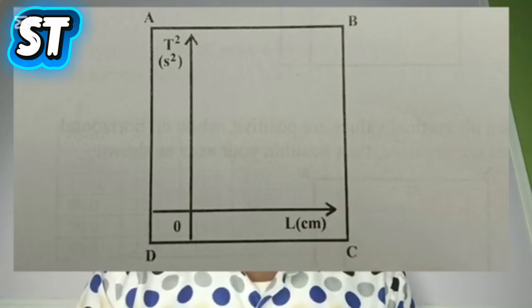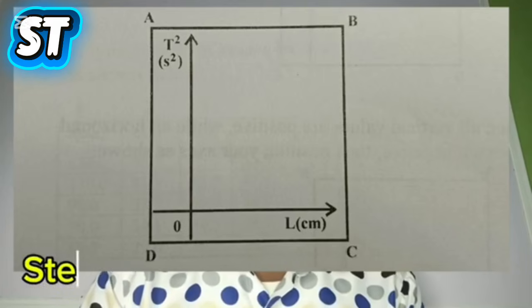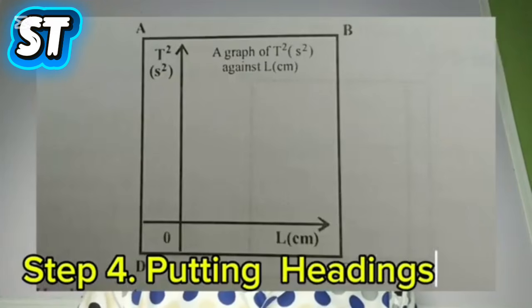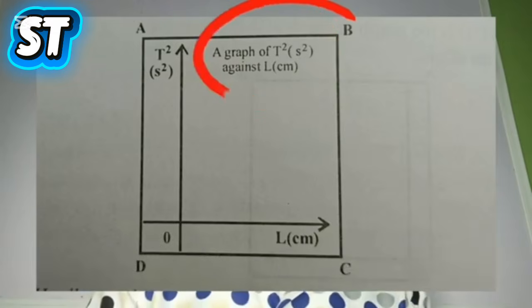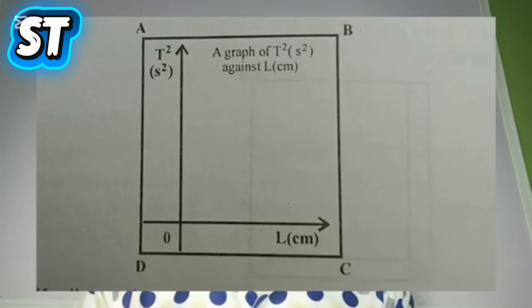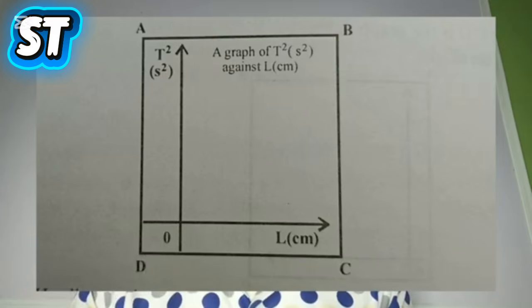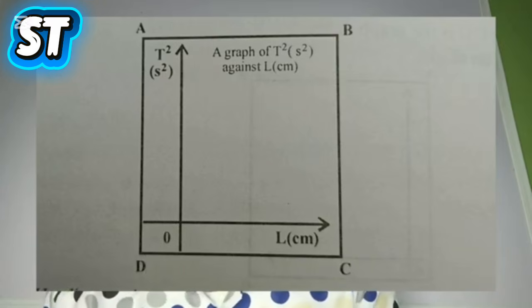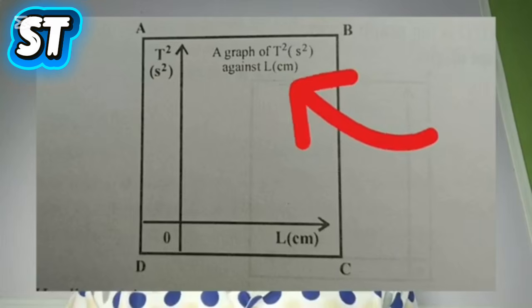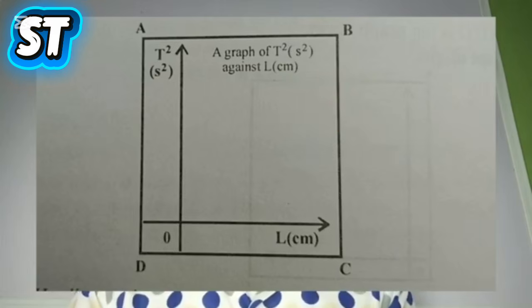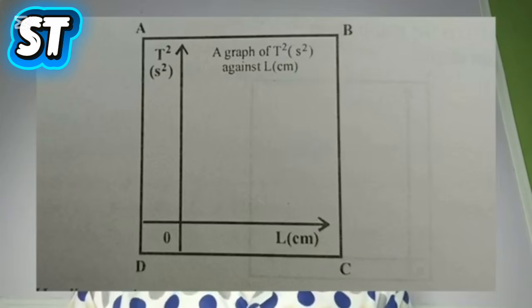That's step 3. Now step 4, you must now give your graph a heading. You must not forget, because there is a mark for that also. So look at it as it is shown on the screen. That's an example of a heading: A graph of T squared in seconds against L in centimeter. That's the example used there. So you have to write that labeling. Now let's go to the next step.